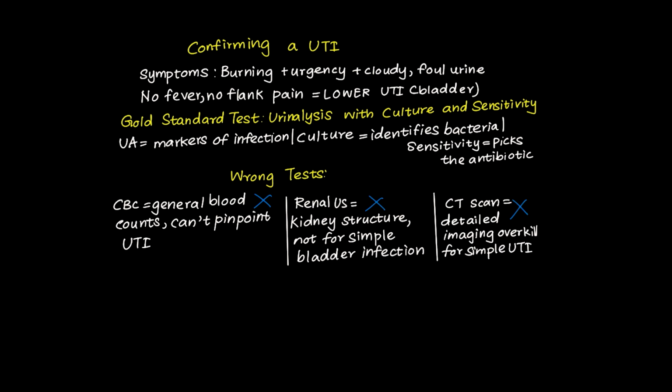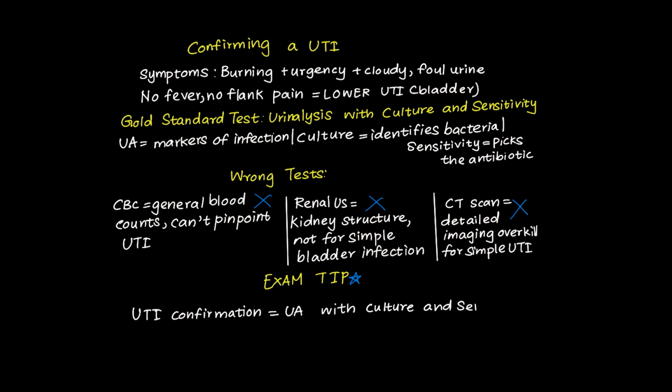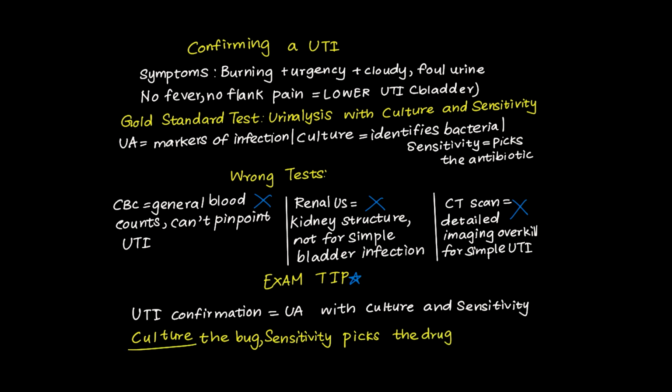Here's a WGU D443 OA exam tip for you. Classic UTI symptoms plus need for confirmation equals urinalysis with culture and sensitivity. Culture identifies the bug, sensitivity identifies the drug. Quick recall hook, UACNS. Urine analysis, culture the bug, sensitivity picks the drug. CNS go together like crime and solving it.